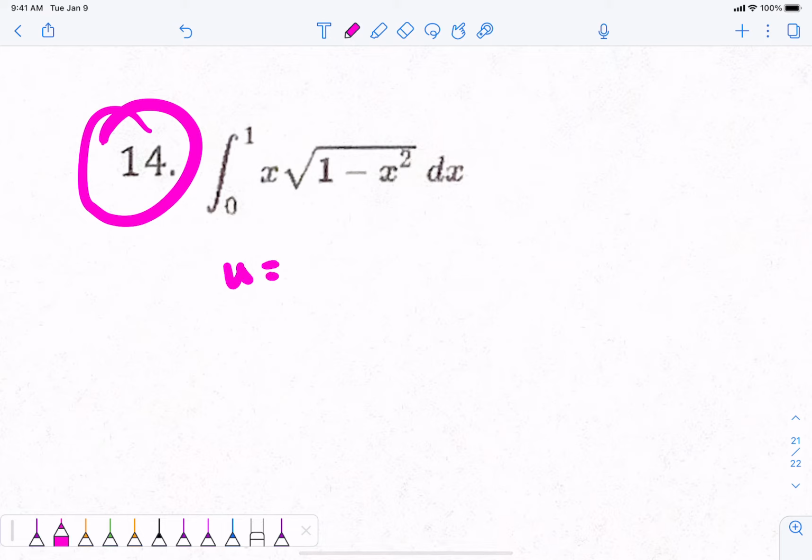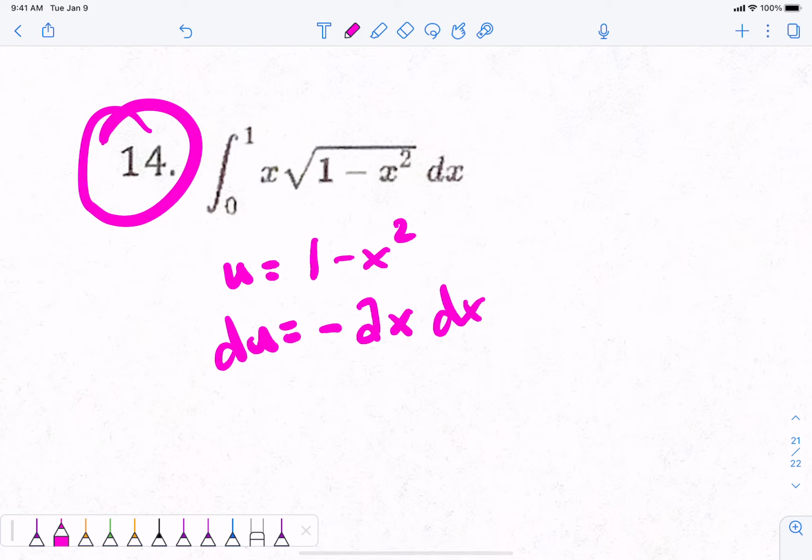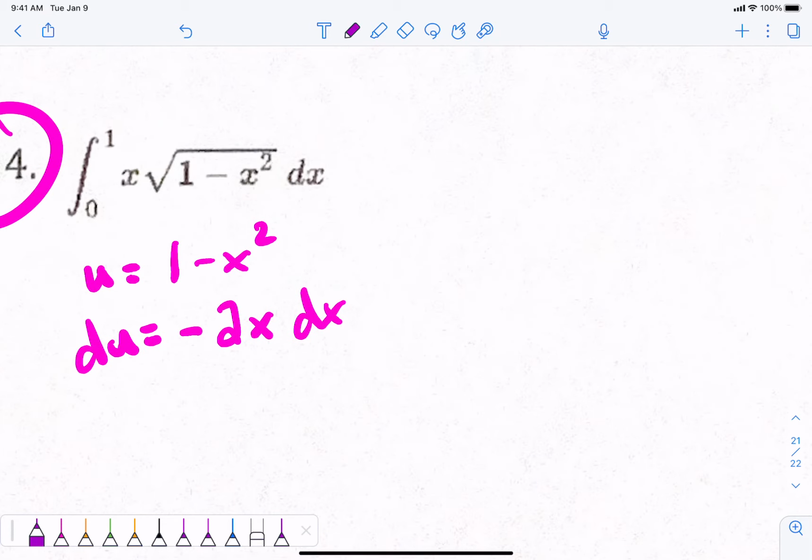Okay, 14. First step, u and du. What are you going to assign as your u value? 1 minus x squared. Okay, du is going to be -2x dx. Why negative? The derivative of 1 is nothing, and the derivative of -x squared is -2x dx. Do you see that? Okay.